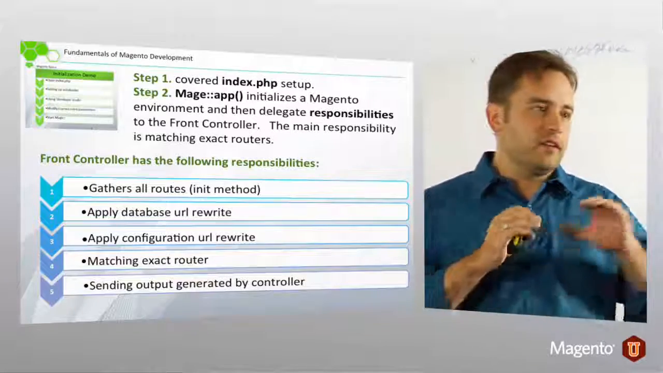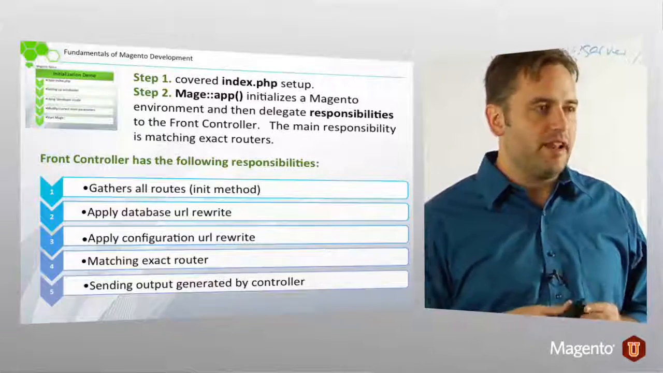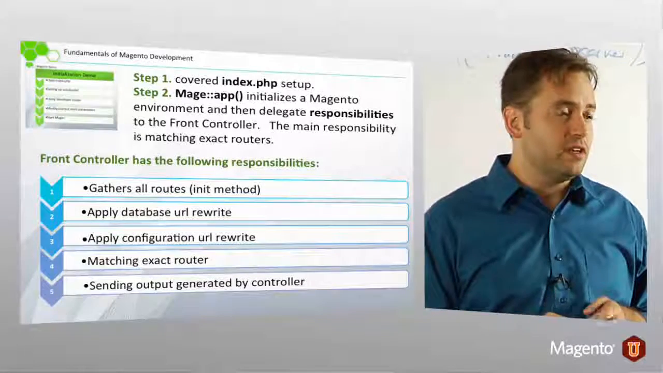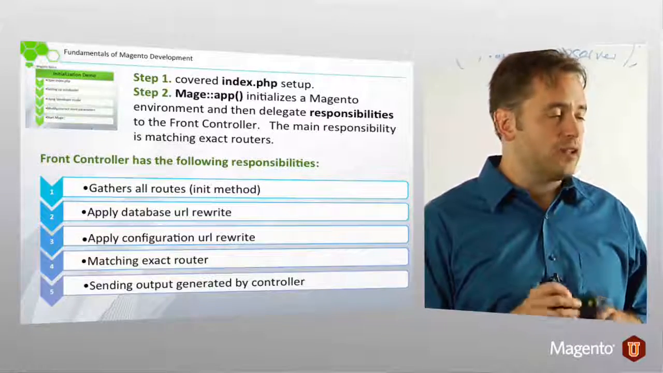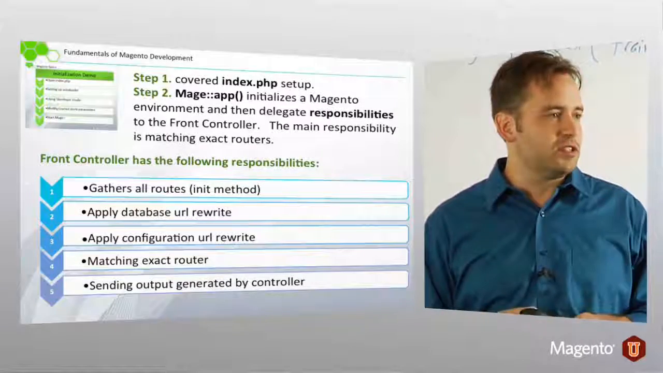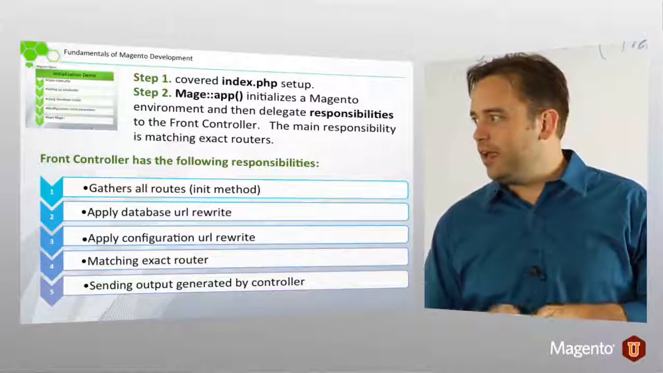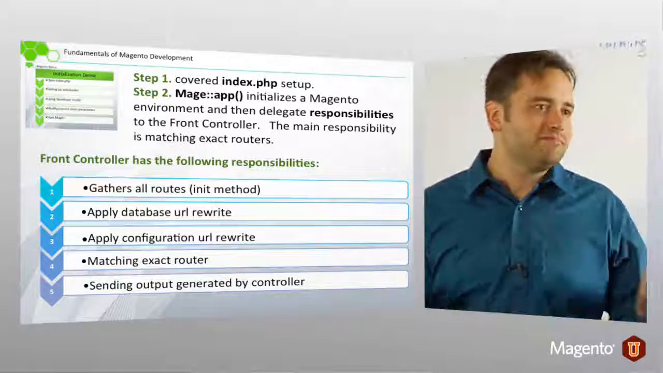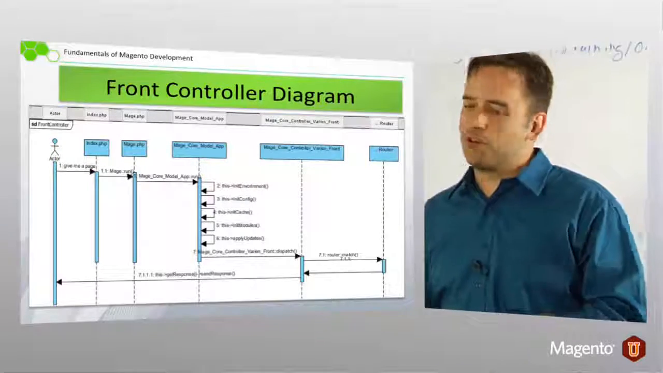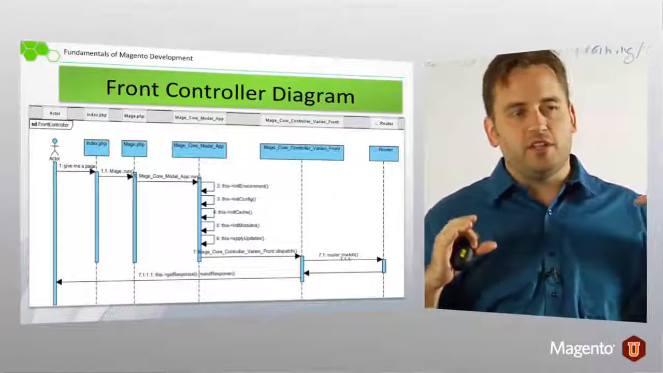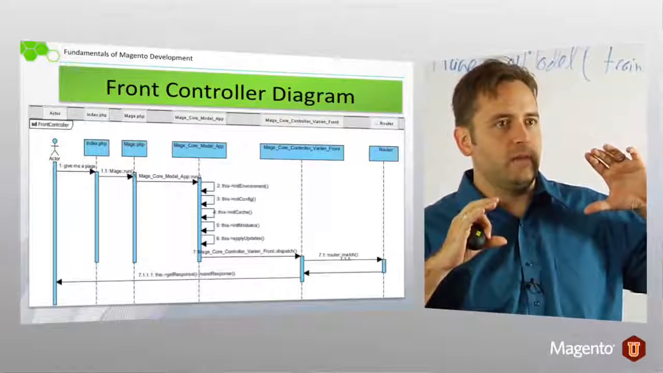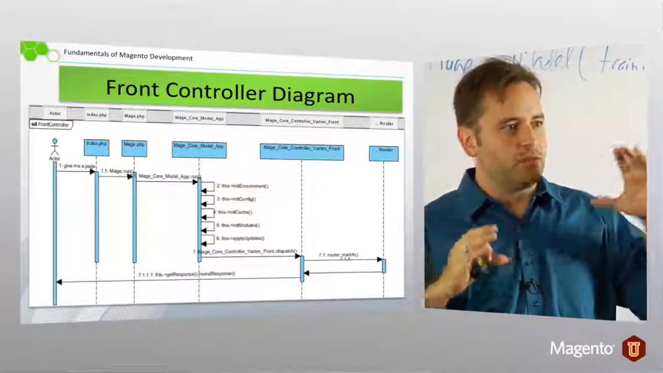Next step is matching a router. So we find out which router should be handling this request, and then get it into the right hands, into the right module controller file, and send some output. That's what front controller does. So front controller is the area of the application that handles all the logic and objects involved with request and response.